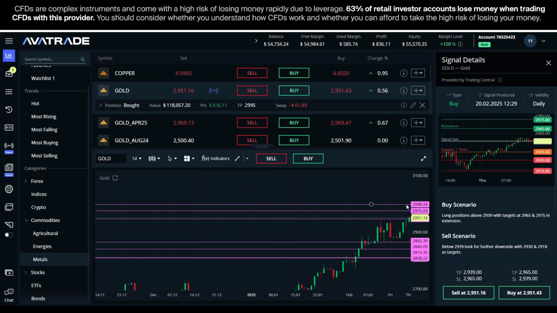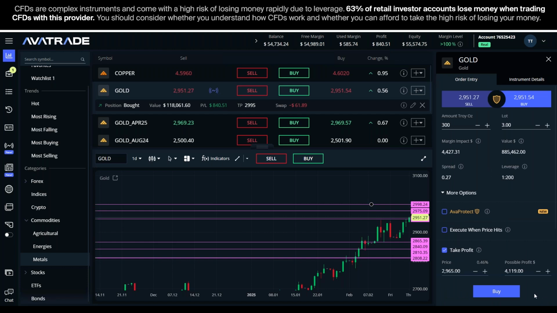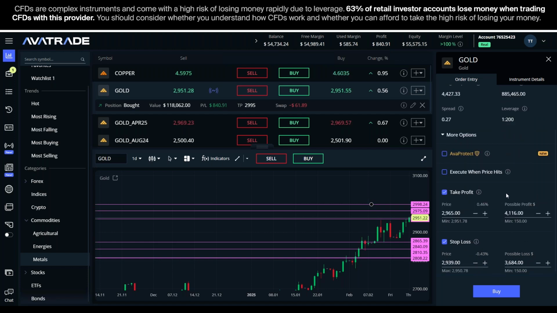So as we look at this then, if you said, okay, now the signal's in alignment with my viewpoint, then I can take a look and say, if I want to buy on gold and I want to go to, let's say, the top range of that signal, 29.75. Signal says it could reach as high as 29.75.